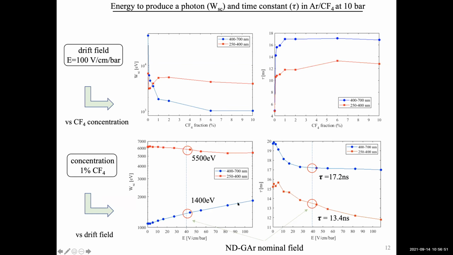And so there is some dependence on electric field. This has been reported for pure CF4 at high pressure and is attributed to recombination. It's an interesting effect, but anyhow, it works as expected. And if we set the nominal field of NEXT-GAR, we are expecting a W value around 1,400. For reference, argon is 50, so it's about 30 times worse. But of course, the scintillation is much easier to detect in this one.